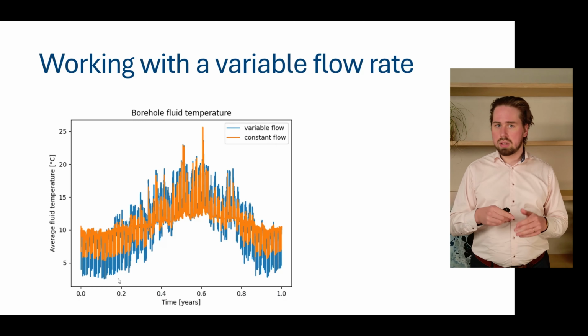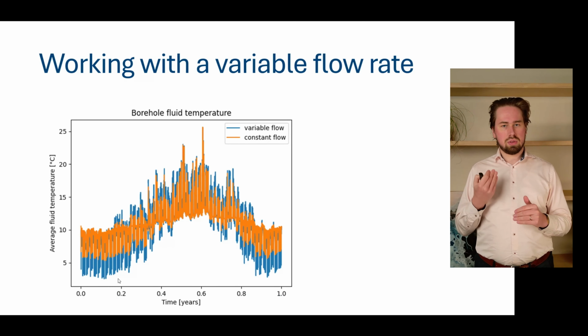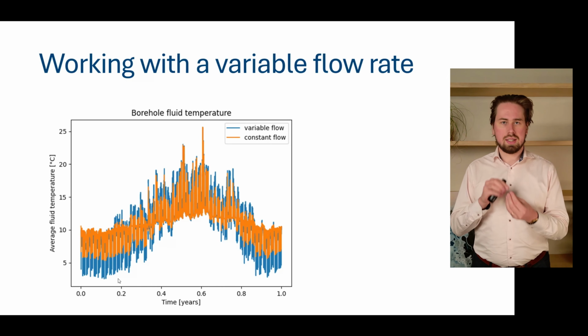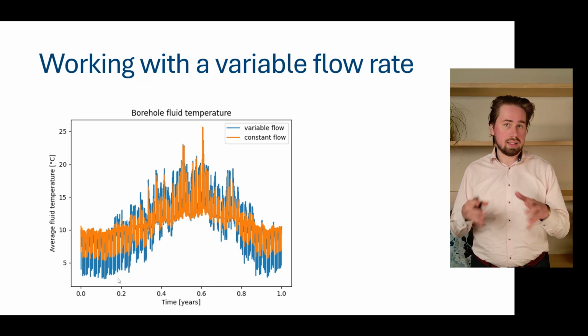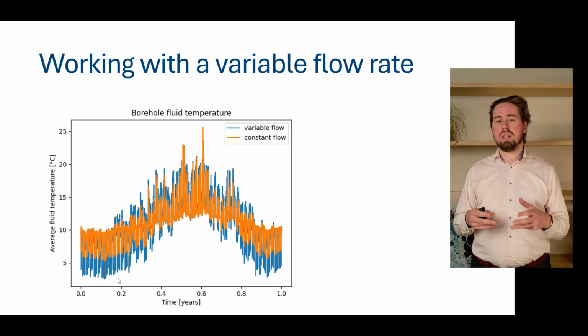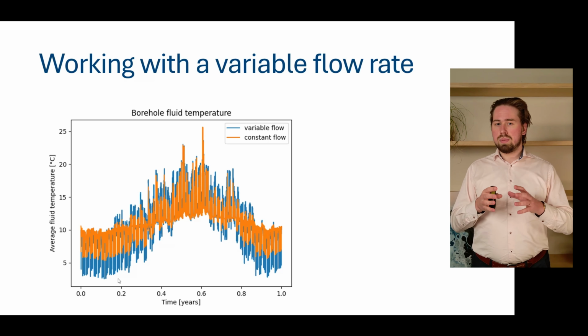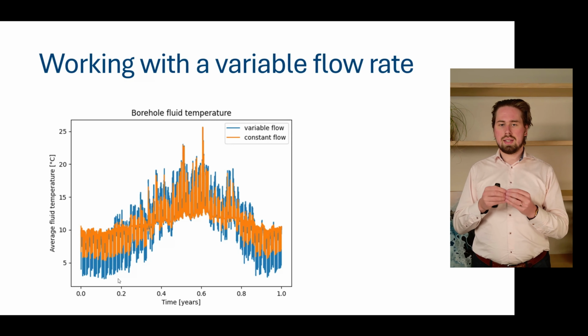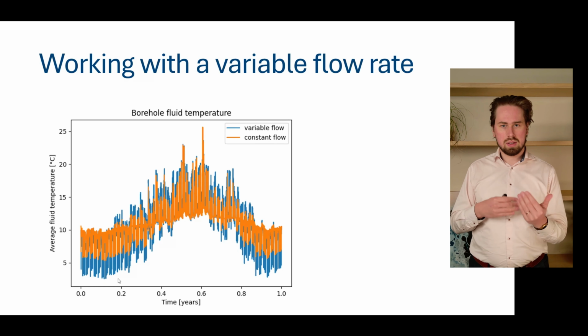So indeed in summer, you can see we reach a 25 degrees limit here, and our constant flow and our variable flow are the same. Because at that instance, the flow rate is also the same. It's only when we move away to periods with lower peak powers that we can see some difference between the constant and the variable flow.